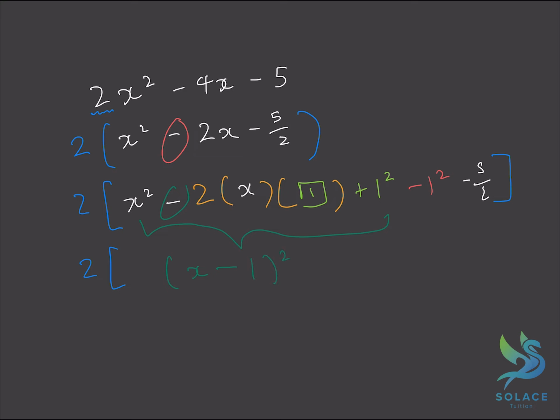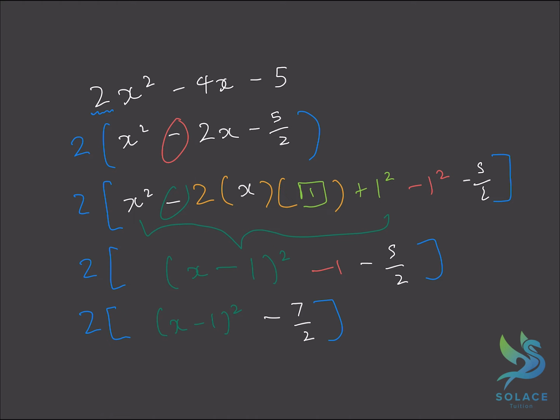Now what are we left with? Minus 1 squared is just minus 1, and then negative 5 over 2. You can do this with your calculator. So again, we'll have the 2 here. We have our beautiful perfect square that we've just derived, and then this one will just become negative 7 over 2. Okay, and we'll just close the brackets, and we can just expand it out again.